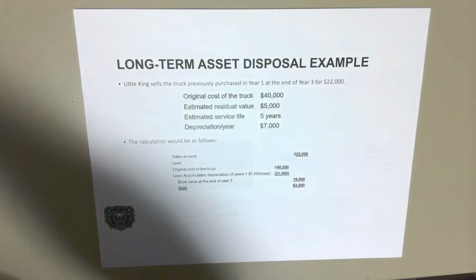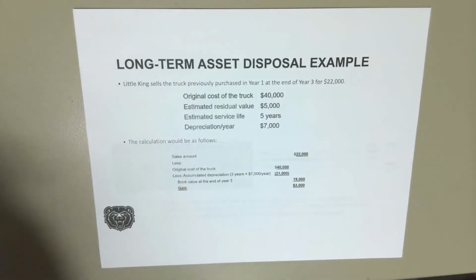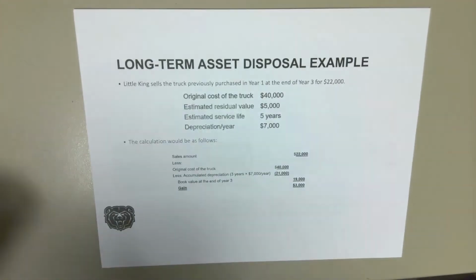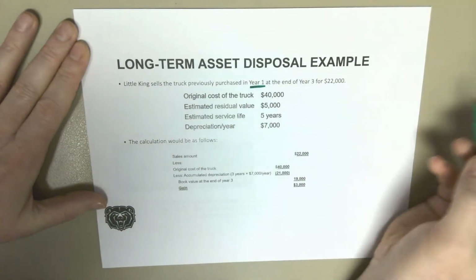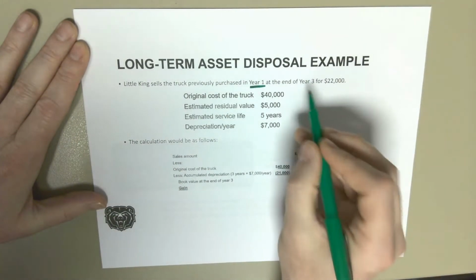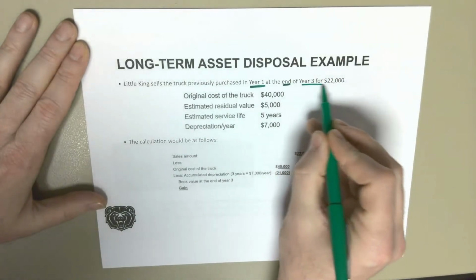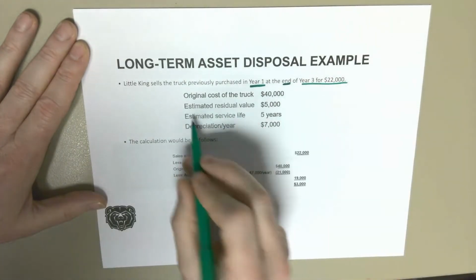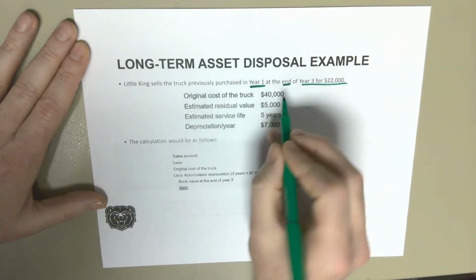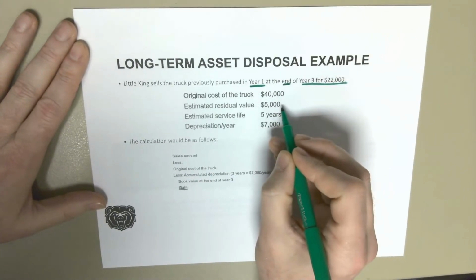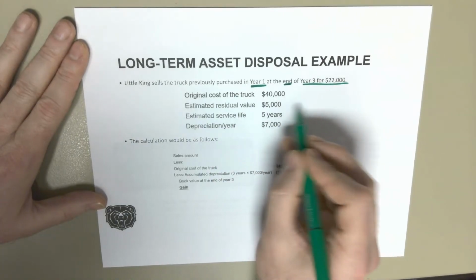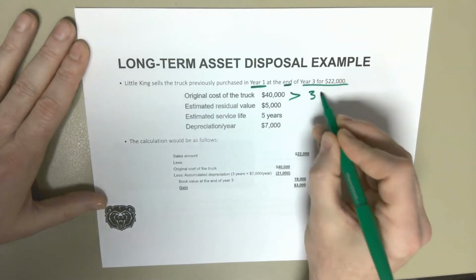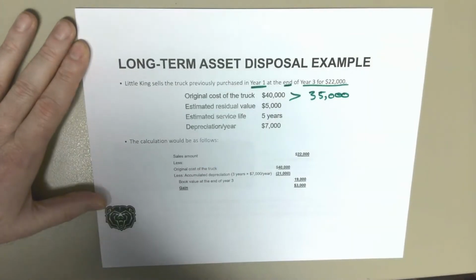Okay. So here's an example of a long-term asset disposal. Let's say the truck that they purchased in year one for $40,000 they're going to sell at the end, and this is important, at the end of year three for $22,000, okay? So they're going to take their original cost of the truck, and reduce that by the estimated residual value, the salvage value, what they think they can get for it. This gives us a depreciable base of $35,000, if you remember, okay?